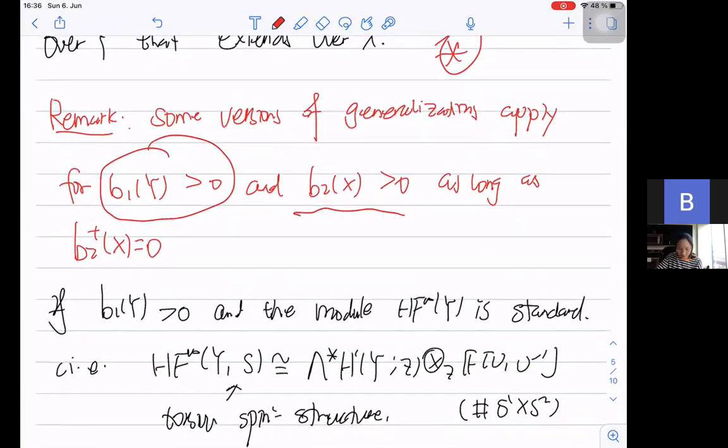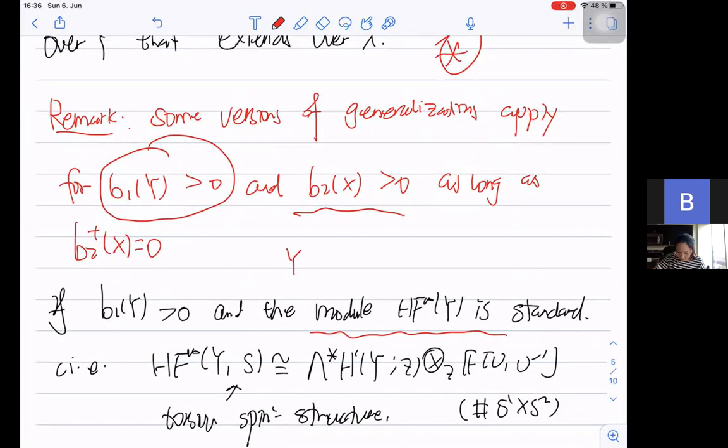However, it's still not true. For any three-manifold Y with positive first Betti number, you can define the d-invariant. In order to define it in a good way, we need to restrict to Y having the standard module HF infinity of Y. So what does that mean?